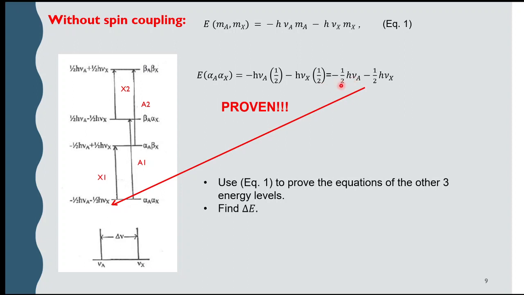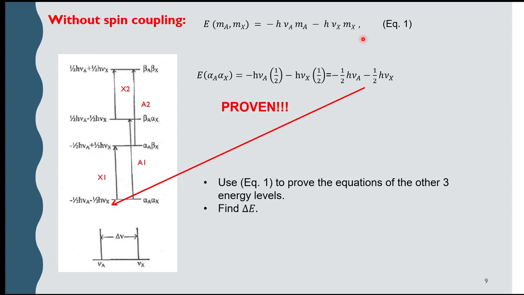So you get here negative half h nu A minus half h nu X. So that's proven. Okay, the next thing that I want you to do is not a question, it's a little exercise. Now that we have the equation for alpha A, alpha X, go ahead and use this equation to prove the equations for this, this, and this.